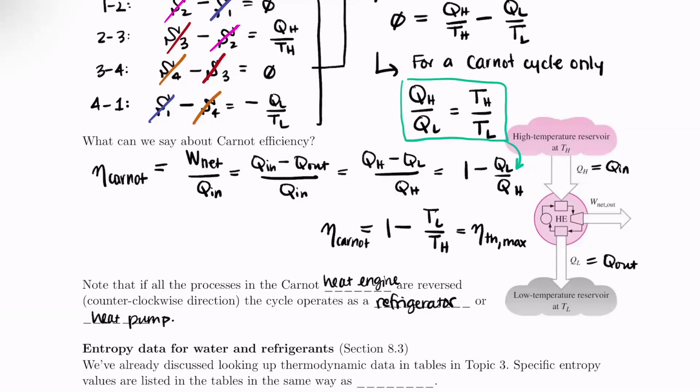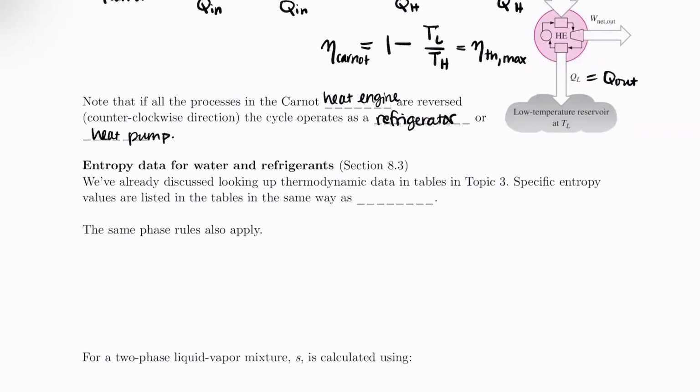All right, so now that we have all of that, we can talk about looking at entropy data for water as well as refrigerants. So we've already talked about looking up thermodynamic data in tables extensively in topic 3, which you are all experts on now. Specific entropy values are also in those tables. So you probably noticed that there were the lowercase s values in those same tables that we have been using before. That is specific entropy.